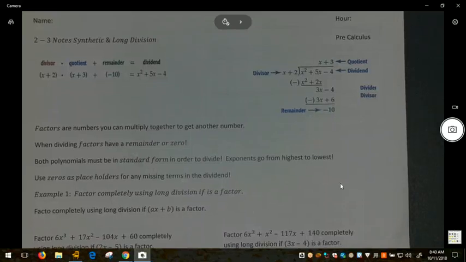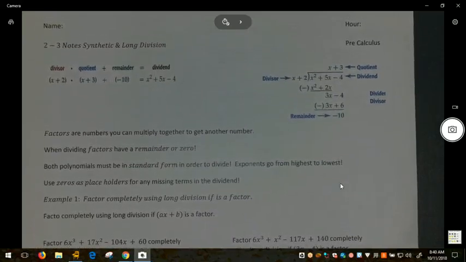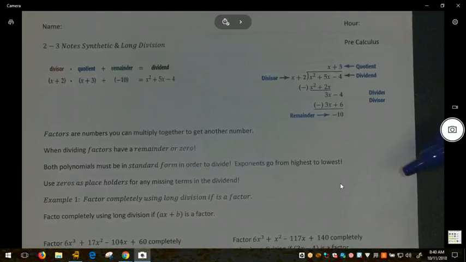Welcome to PreCalc Lesson 2-3, Day 1. Notes on synthetic and long division.